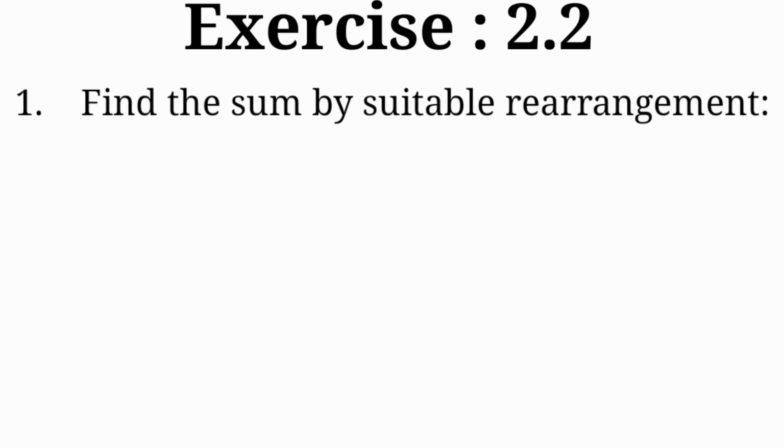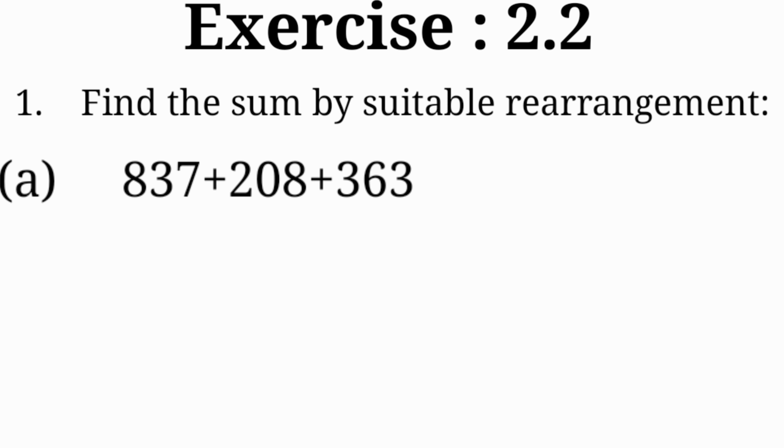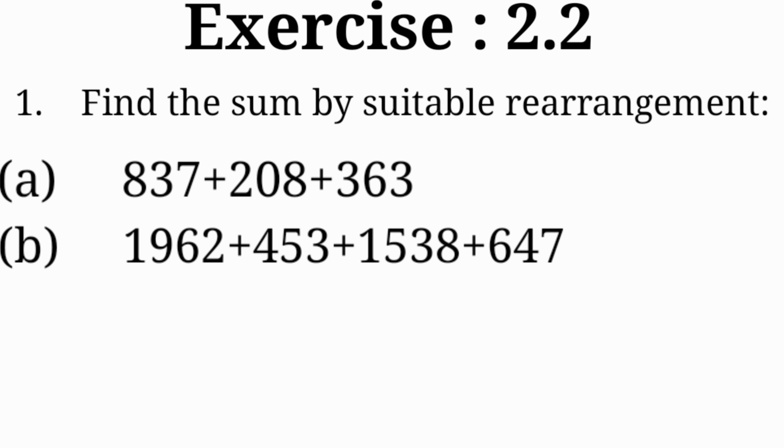Find the sum by suitable rearrangement. The A part is 837 plus 208 plus 363 and the B part is 1962 plus 453 plus 1538 plus 647. See students, we can add directly also, but it is mentioned that with suitable rearrangement. Rearrangement means we always pair up those numbers with which we'll get 0 in the one's place, or we can get 0 in the tens place or more places, but generally we look at the one's place only.